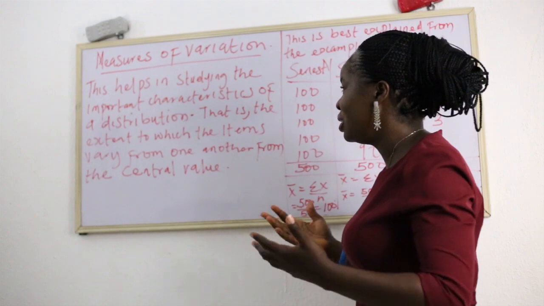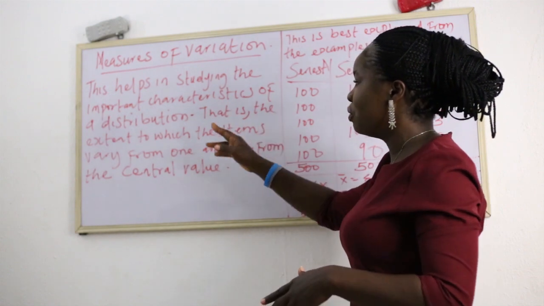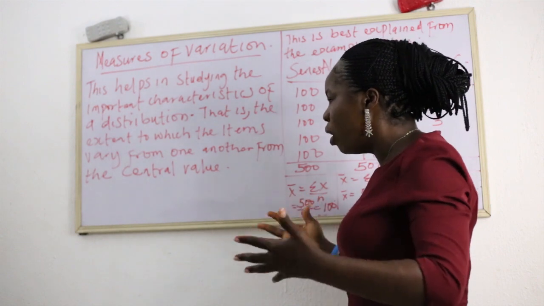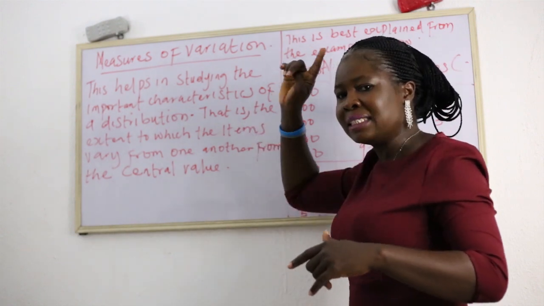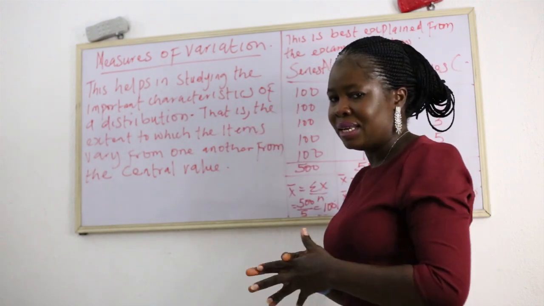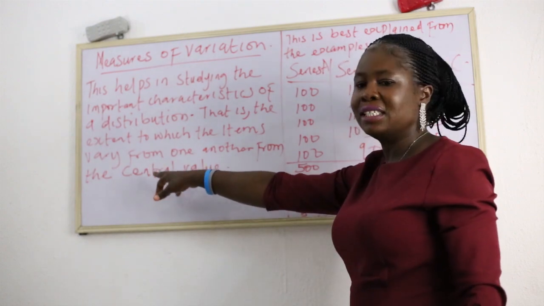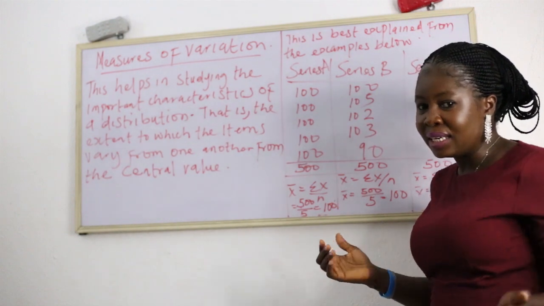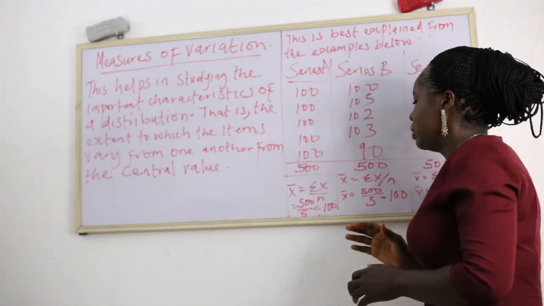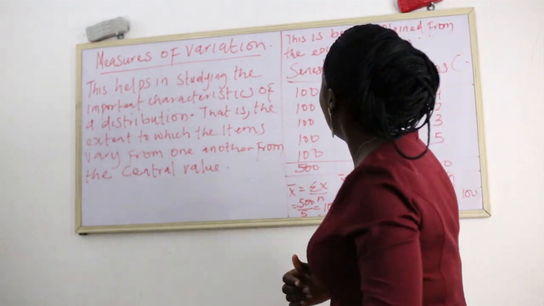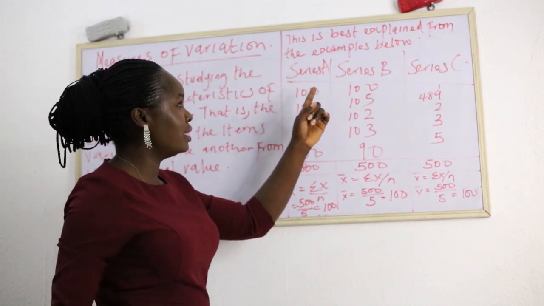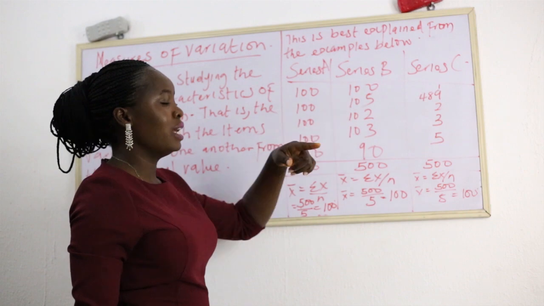Why measures of variation? It helps to study the important characteristics of a distribution, that is the extent to which items vary from one another from that single value that represents the entire data, that is the central value. This will give us a better understanding of what we are talking about, with this example. It is best explained from this example below.